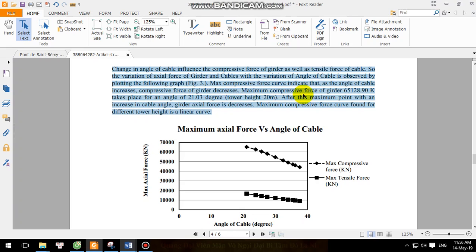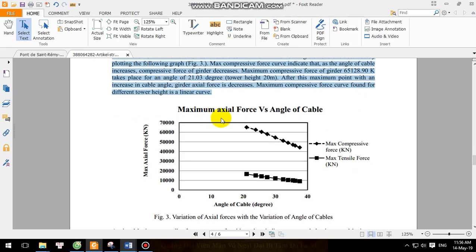The maximum compressive force of the girder, 65,128.90 kN, takes place for an angle of 21.03 degrees, tower height 20 m. After this maximum point, with an increase in cable angle, the girder axial force decreases. The maximum compressive force curve found for different tower heights is a linear curve.